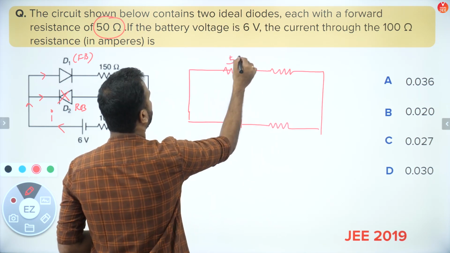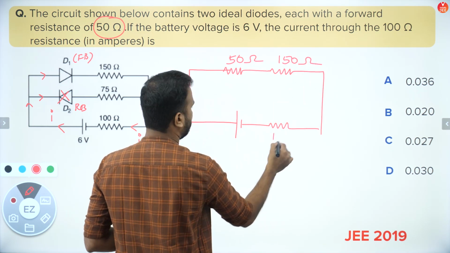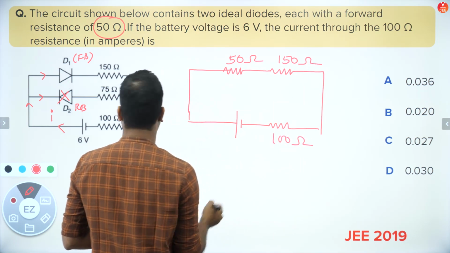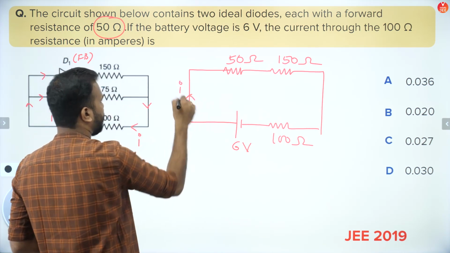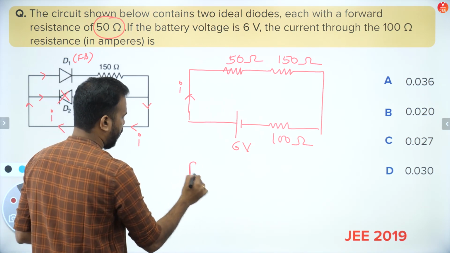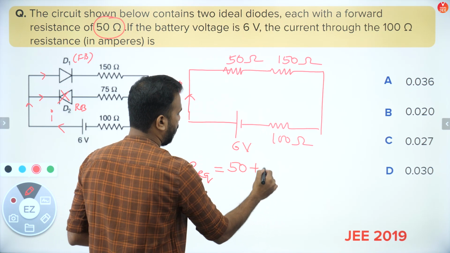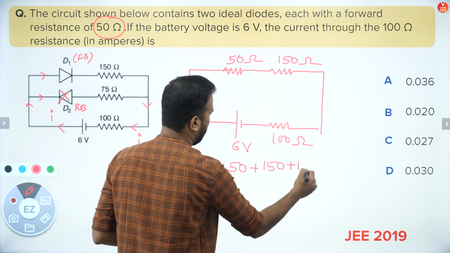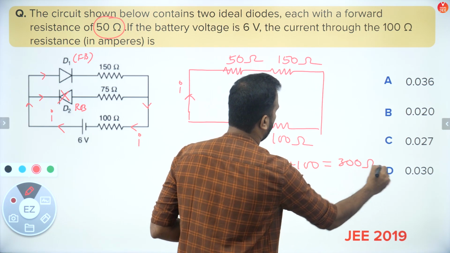So guys, this is 50 ohms, this is 150 ohms, and this is 100 ohms, and the battery potential is 6 volts. We have to find out the value of the current which is starting from the battery and reaching 100 ohms as well. Okay, that means what? If we find out the value of our equivalent, you can see that it will be 50 plus 150 plus 100, because it is series connection for all of them. That means 300 ohms is the resistance.